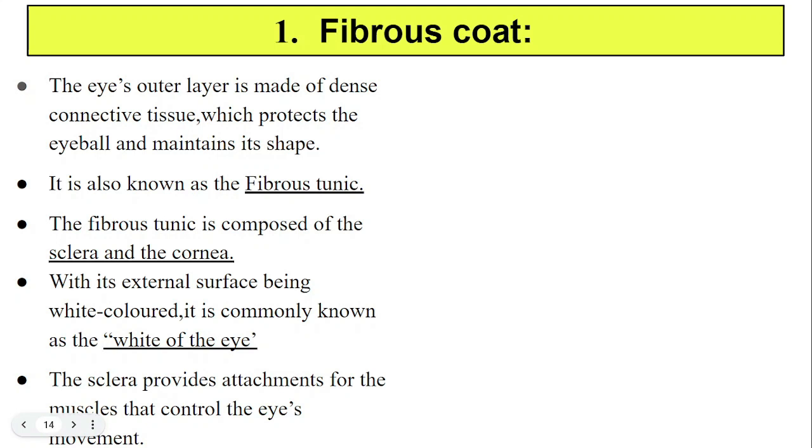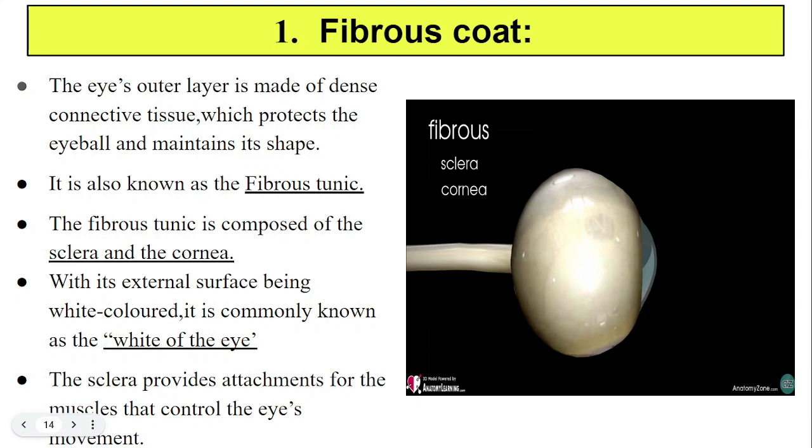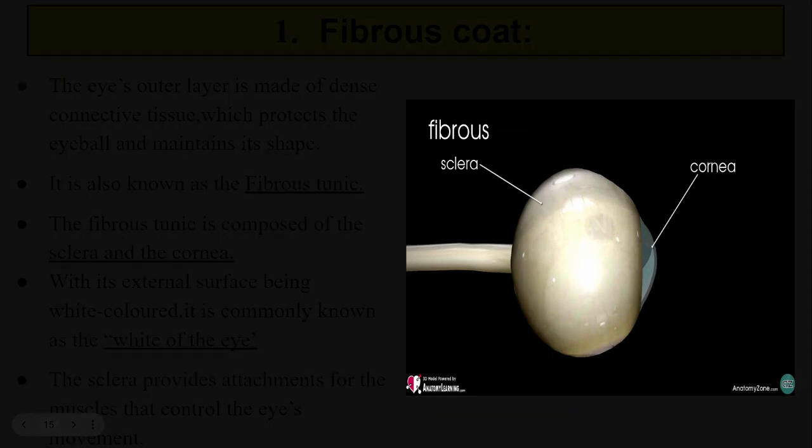First of all, the eye's outer layer is made of dense connective tissue which protects the eyeball and maintains its shape. It is also known as the fibrous tunic. The fibrous tunic is composed of the sclera and the cornea. With its external surface being white colored, it is commonly known as the white of the eye. The sclera provides attachments for the muscles that control the eye's movement.